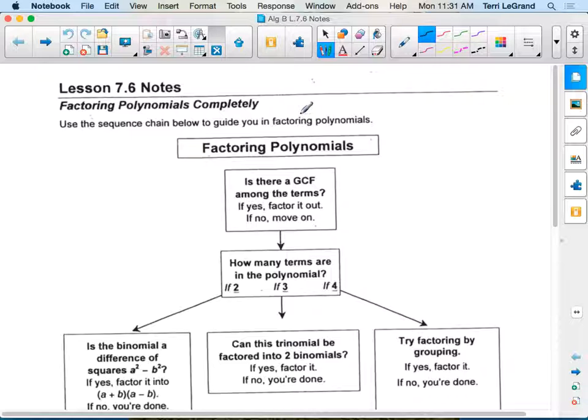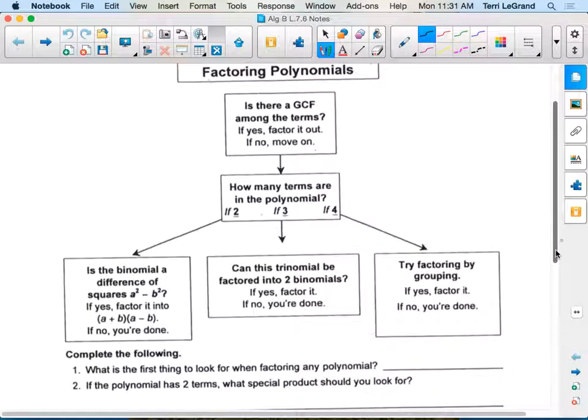Okay, so when we are factoring completely, here's the first thing we're going to look for. Is there a GCF among the terms? Every time you're now going to factor, you're going to first ask yourself, is there a GCF? Okay, if yes, factor it out. I want you to put a comma here. I want you to make that period into a comma. If yes, factor it out, then move on.